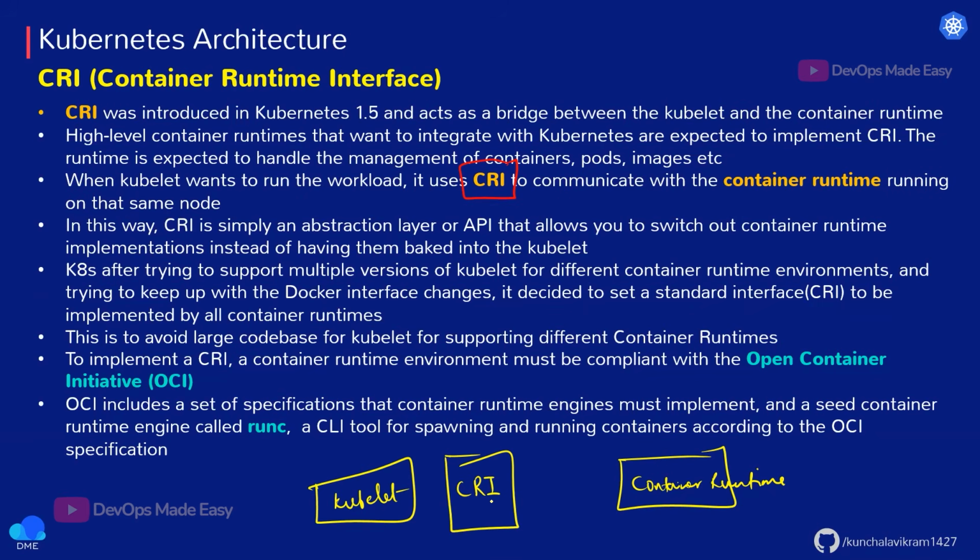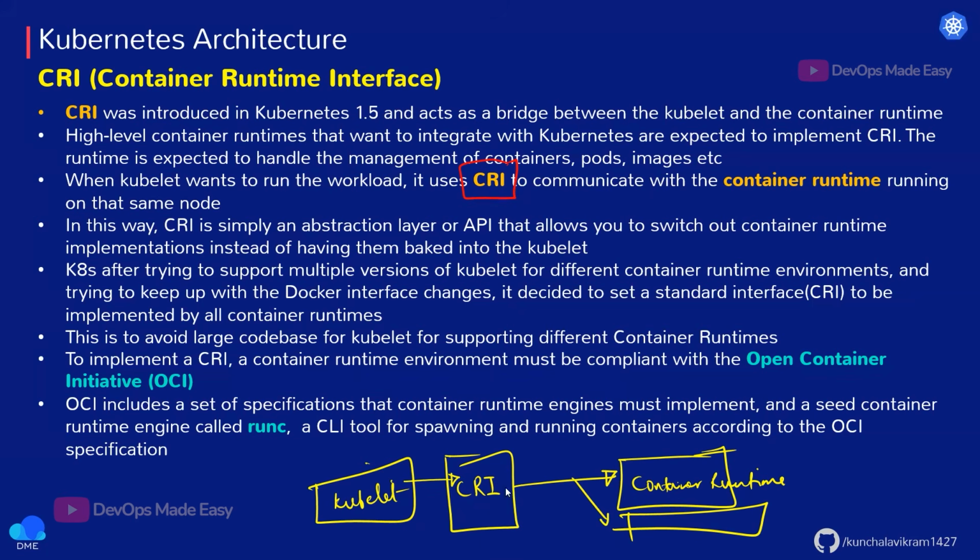The reason this interface is required is to separate kubelet from all the container runtime implementations. For example, if any new container runtime comes, kubelet need not update its code. It simply uses CRI, and CRI takes care of talking to the backend container runtimes. In order to provide that isolation, CRI is implemented.